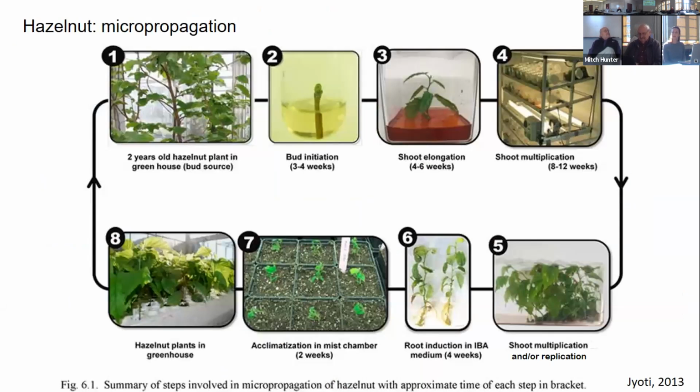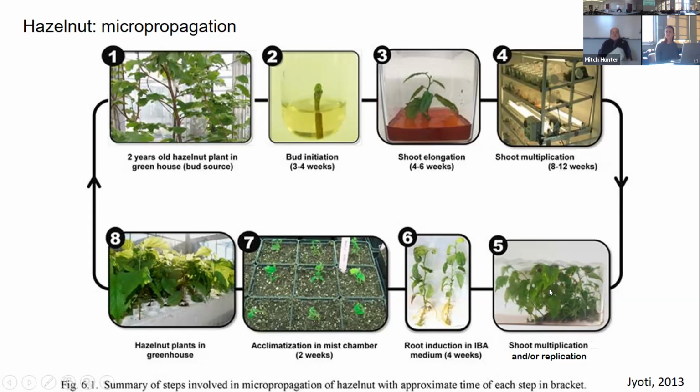So this is an overview of how micropropagation works. We collect buds from the greenhouse, or if you don't have a greenhouse, we can collect from the field. We collect axillary buds and put them in a media to start growing some leaves. Once we have leaves, we transfer for shoot elongation. After that, we can do multiplication or replication and use this stage to start our experiments.